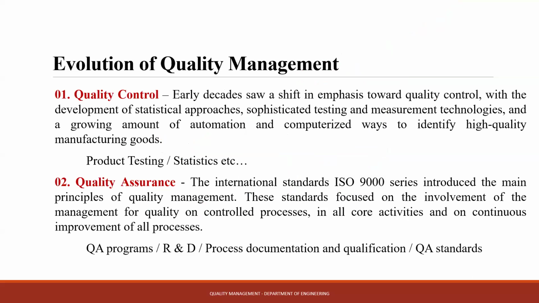Early decades saw a shift in emphasis toward quality control with the development of statistical approaches and sophisticated testing and measurement technologies, and a growing amount of automation and computerized ways to identify high quality manufacturing goods. So under quality controlling, in the early decades of the 20th century, there was a growing focus on quality controlling, right? Manufacturers needed to ensure that their products meet specific standards.